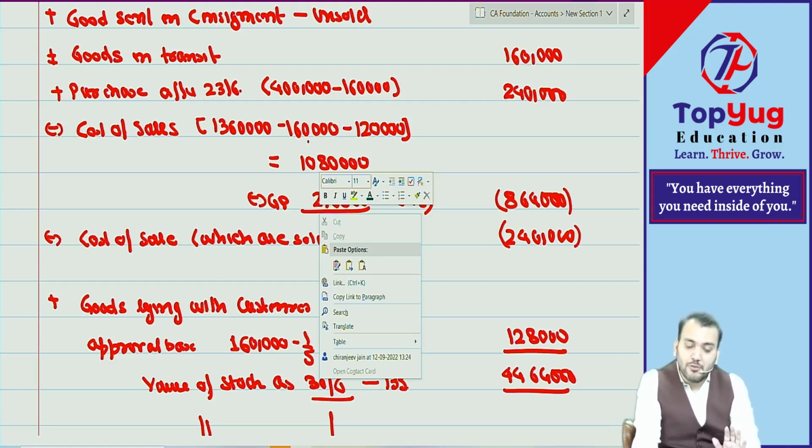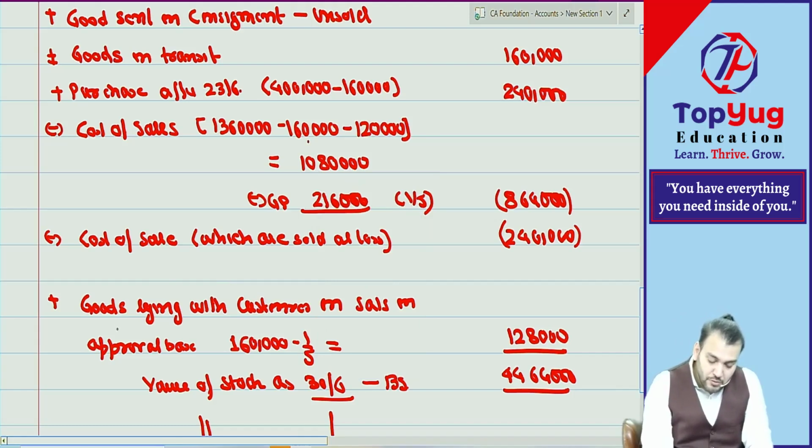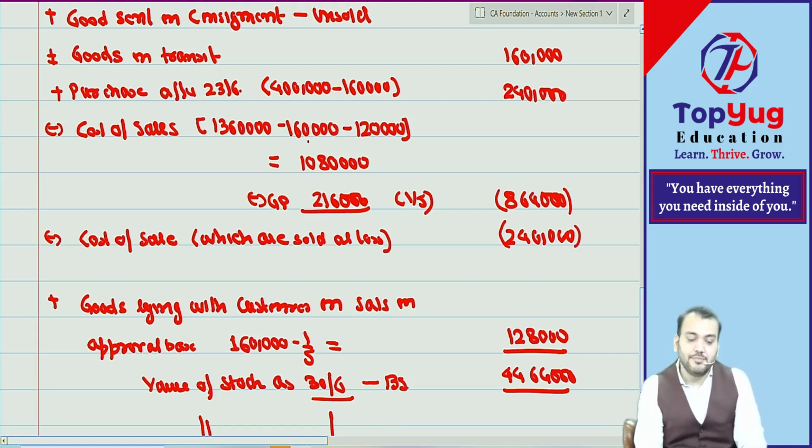Then there are some goods lying with the customer. That is our stock. Should that be added or not? That we have added. Goods lying with the customer on sale on approval basis: how much is lying with the customer? 1 lakh 60. But we need to add at cost price, so we have deducted the profit margin. This becomes the cost of goods which are lying with the customer. So that we have added. Understood? Correct. Any doubt?